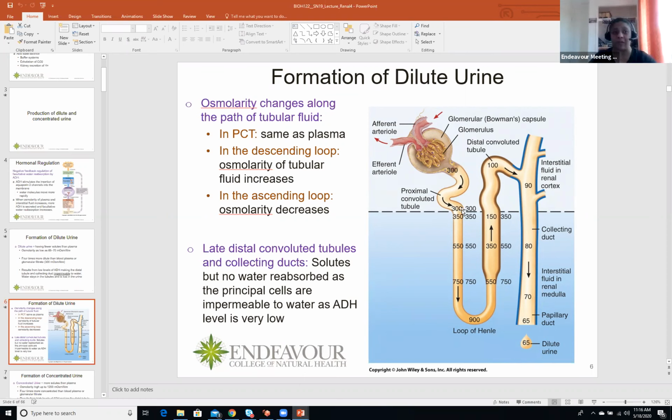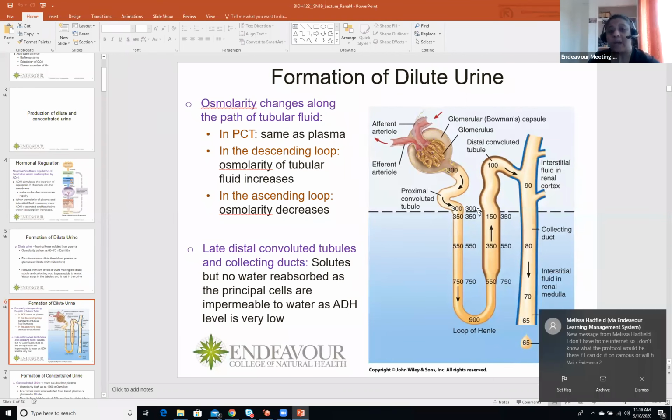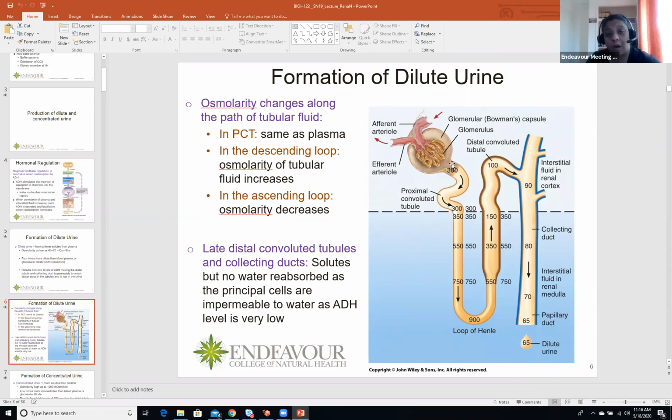So what is happening here in the proximal convoluted tubule, the osmolarity of the tubule in this PCT is not changing. It was 300 when the filtrate was formed, and throughout the PCT, it is still remaining at 300, right? Why it is not changing is because the amount of solutes being reabsorbed and the amount of water being reabsorbed is balanced out. The same quantity of water is being reabsorbed as the solutes. So the concentration of the filtrate is not changing. Does that make sense? Yes. So that's basically in the PCT.